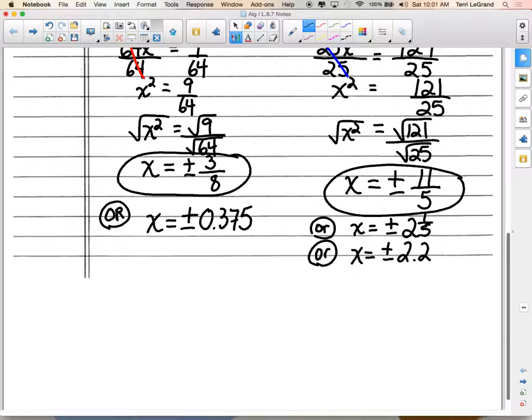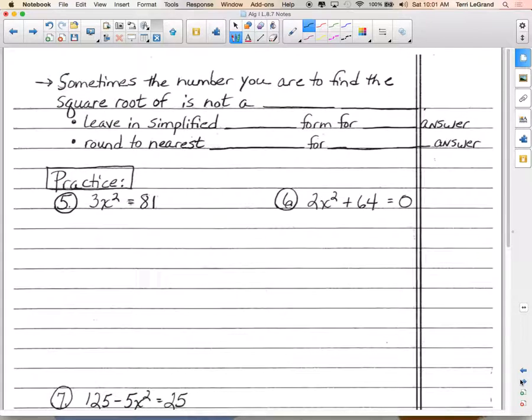Okay, well, what's going on here on this side is every single time we had perfect squares to deal with. What if we don't? Does that mean that we can't use this method? No, let's go to the back side. As long as b is 0, you can still use this method. But sometimes the number you are going to find the square root of is not a perfect square.